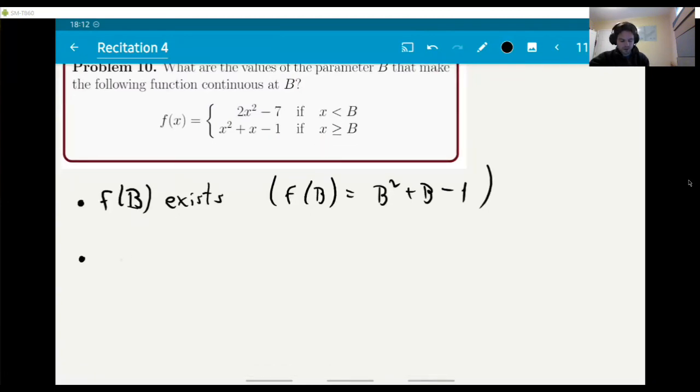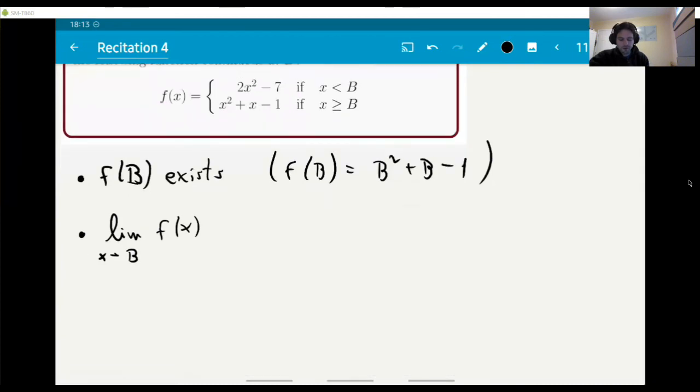Now the limit as x goes to B. Does that exist? Well, that depends. We're going to need to check both of the limits. B is this point where the break happens. So in order to compute this limit, you need to compute both one-sided limits. And in principle, you're going to find two separate values for them, unrelated, because they're going to depend on the B itself.